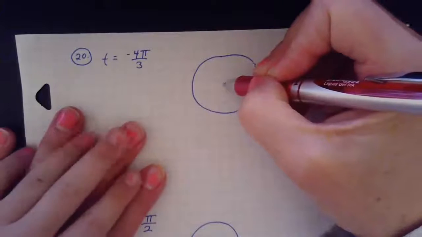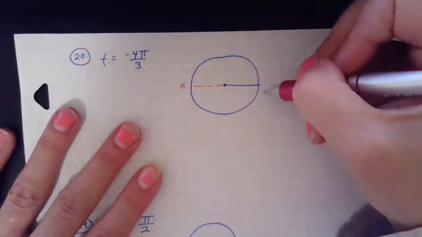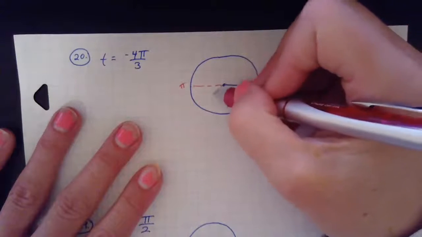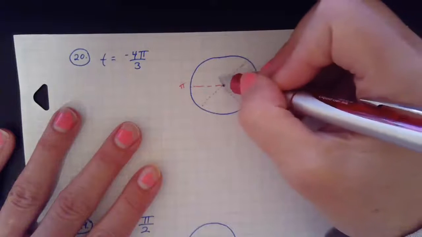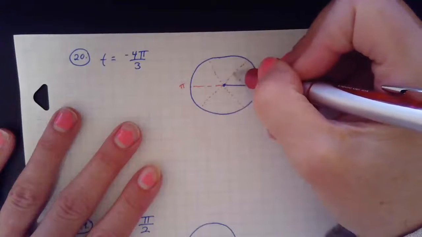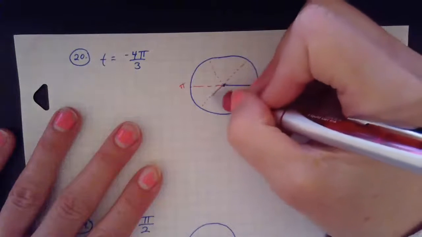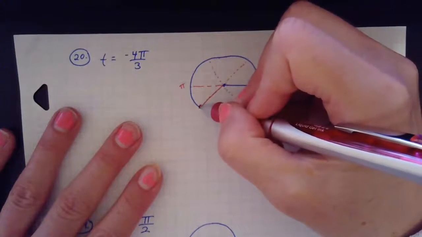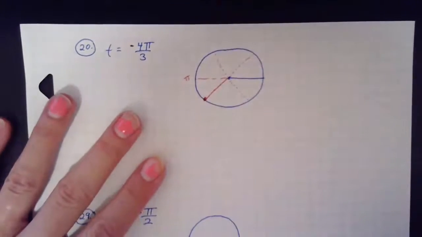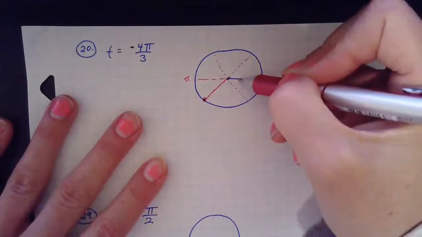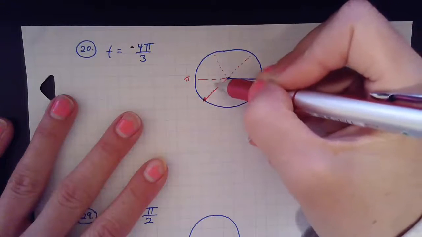So I'm just going to draw it to there, which represents pi. And then, if I'm dividing this into thirds, I need 4 out of those thirds. So this would be 1/3, 2/3, 3/3, 4/3. Right here is 4/3. Oh, I didn't listen to myself. It's supposed to be negative 4 pi over 3. I went the wrong way. So it should be going clockwise. There's 1/3, 2, 3, 4.